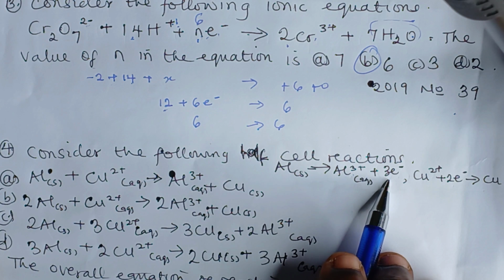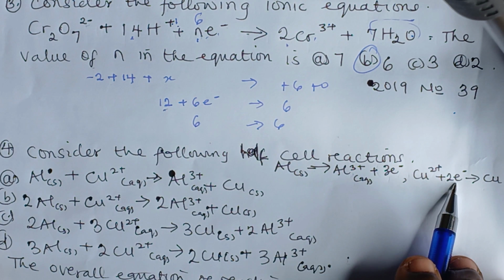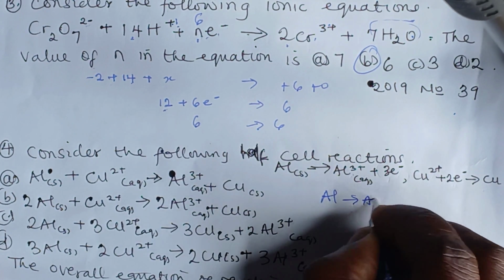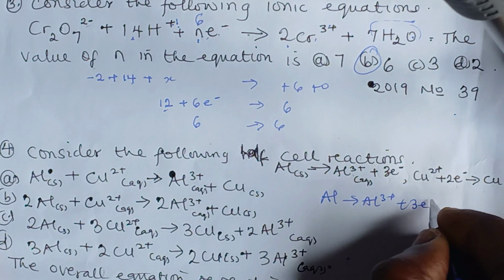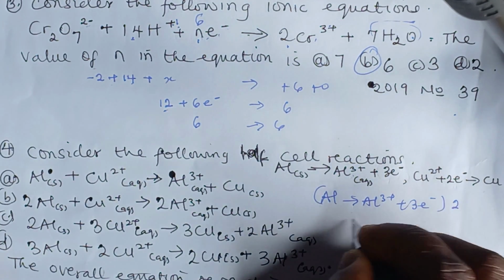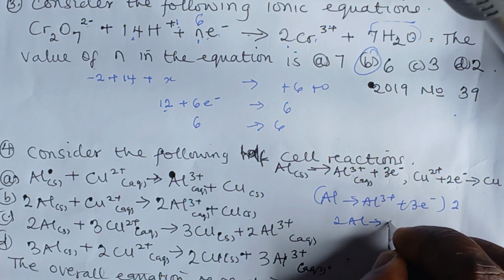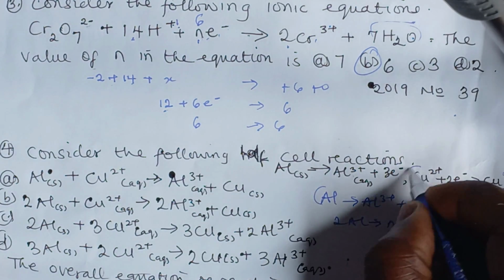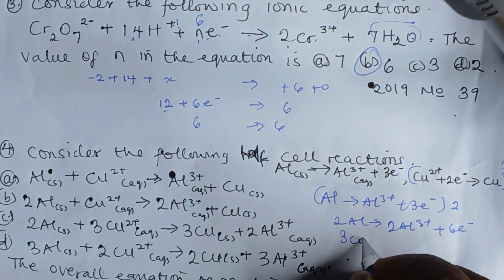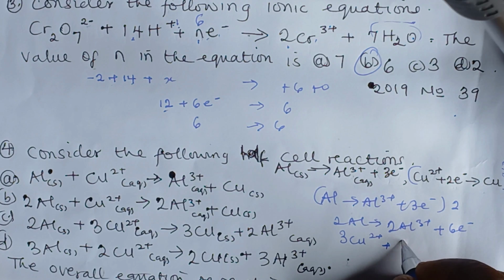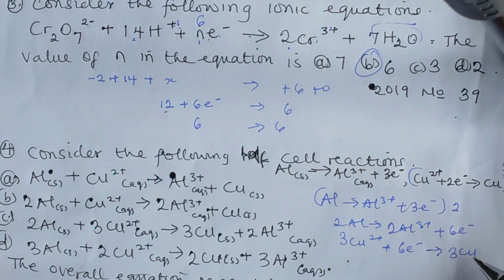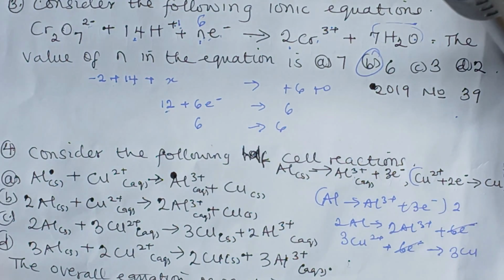The total number of electrons here is 3, while the total number of electrons here is 2. So to get the overall result, we have to make the total number of electrons equal. If you have aluminium plus 3 electrons here, and you multiply it by 2, you have 2 aluminium ions and 6 electrons. And if you multiply this by 3, we have 3 copper 2 ions, 6 electrons, and 3 copper. So the electrons cancel out.